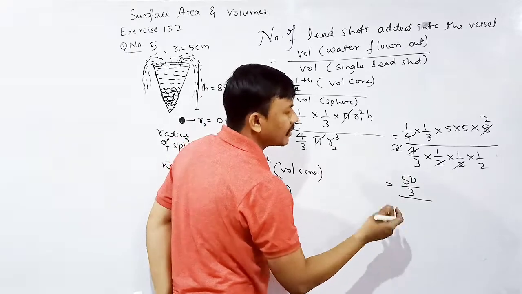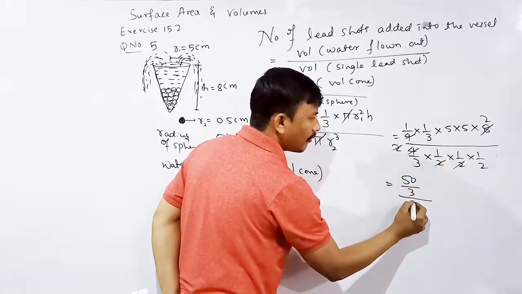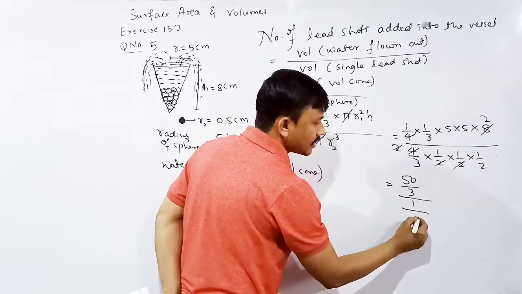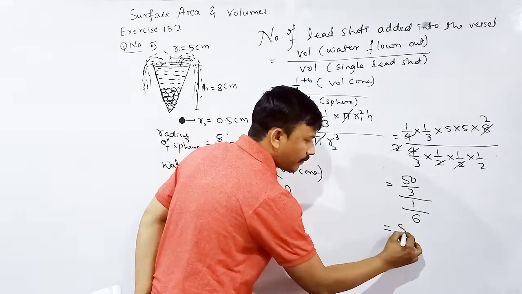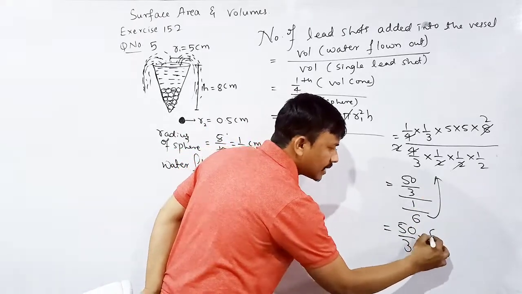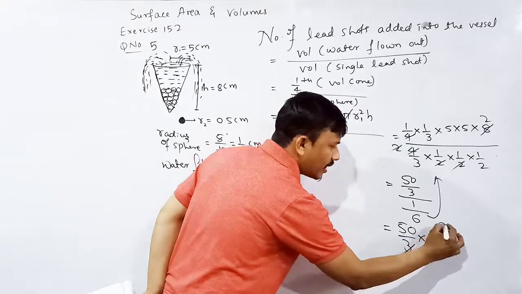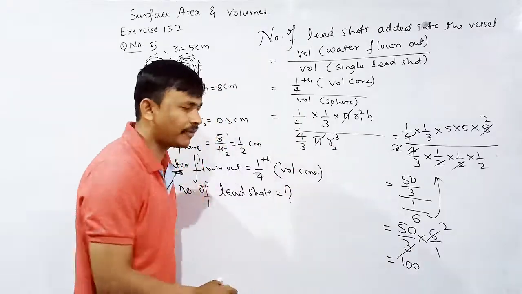3. Okay, 1 ones are 1, 1 ones are 1, divided by 3 2 za 6. Division becomes multiplication, meaning it goes upside down. 50 divided by 3, 6 divided by 1, 3 1 za 3, 2 za 52 za 100 is the number of lead shots.